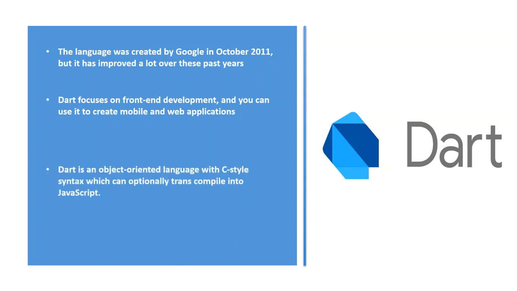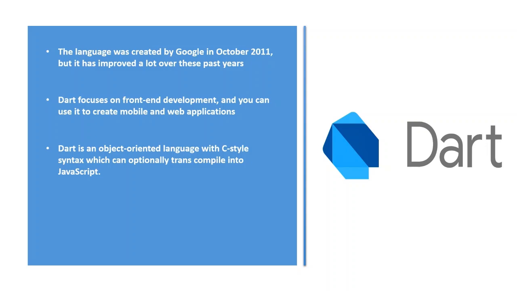Okay, so Dart is an object-oriented language with a C-style syntax, which can occasionally transpile into JavaScript. Okay, so I have already said it. It looks similar. Okay, the syntaxes for the two languages look similar, especially the object-oriented part. Okay, and Dart is a completely object-oriented typed language.